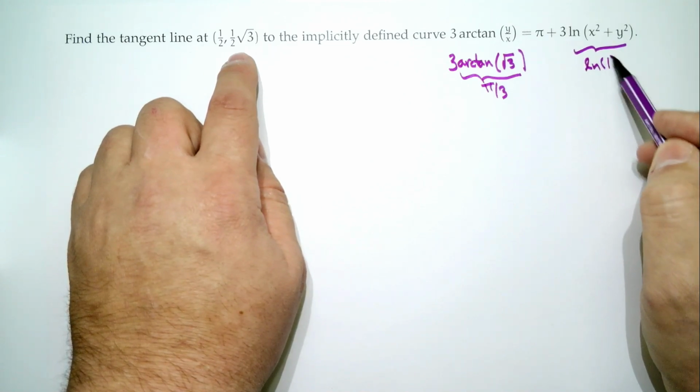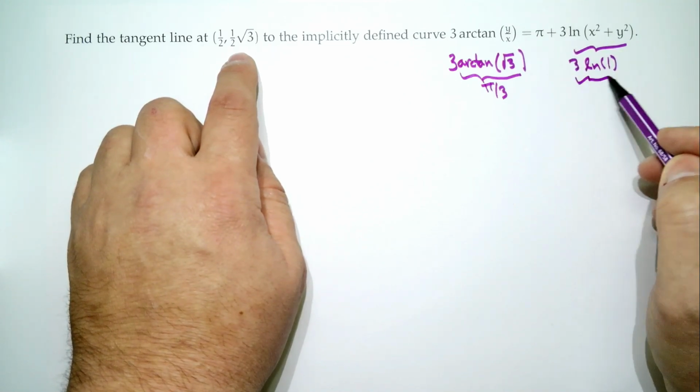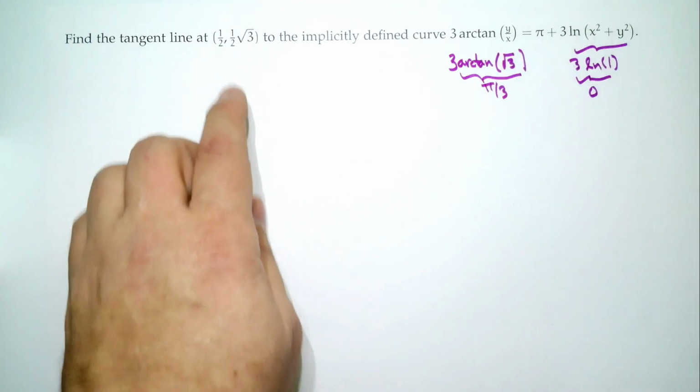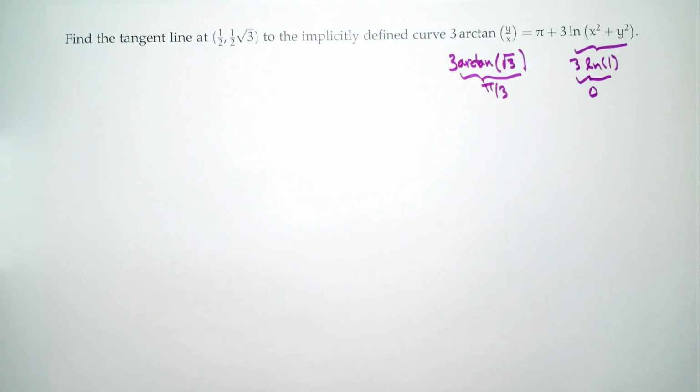Log of 1 is 0. So you get pi equals pi plus 0. So it is actually a point on the curve. It is an implicit relationship because we don't want to solve for y in terms of x, because that looks hard. Also because we can't solve for y in terms of x, because it is very hard. All right. So what do we do?